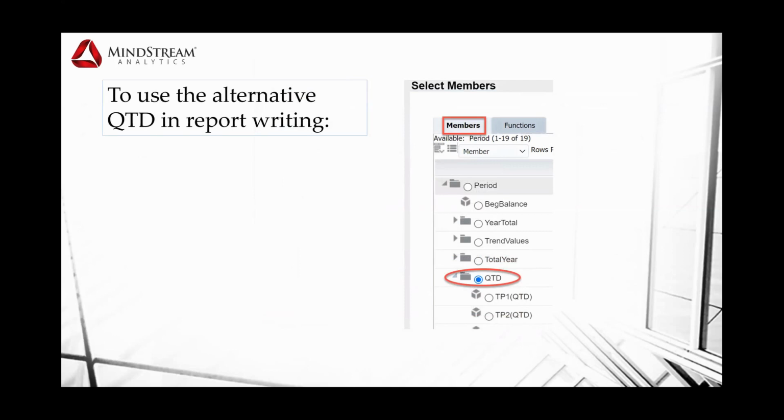If you want to use the alternative quarter to date hierarchy that we created, you would do it much like you do with just any period. You would go into the members, locate quarter to date, and then select your period.